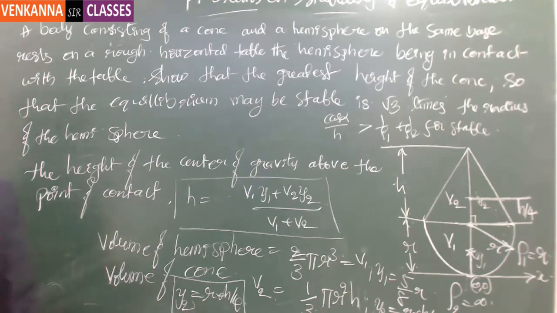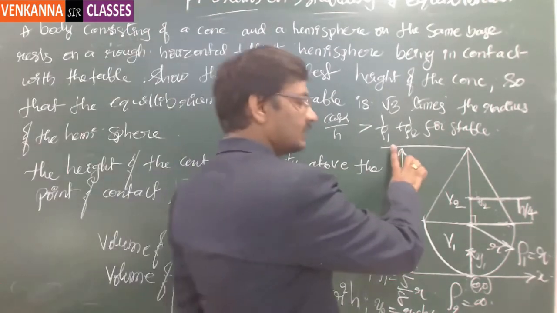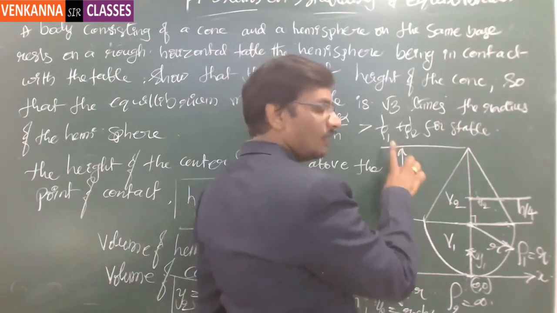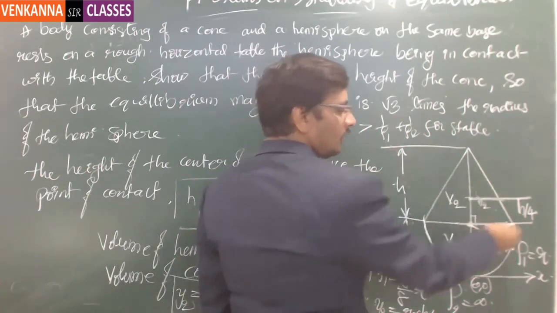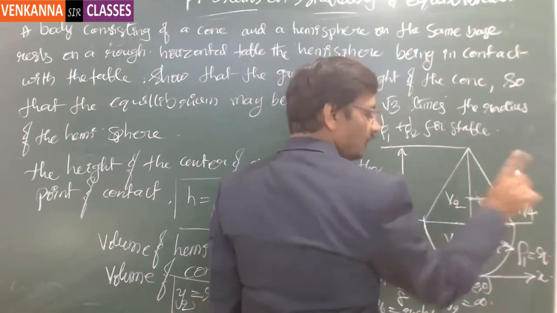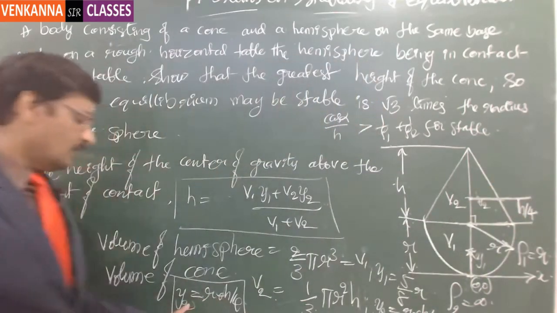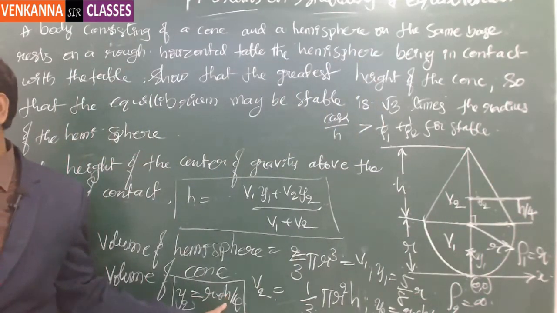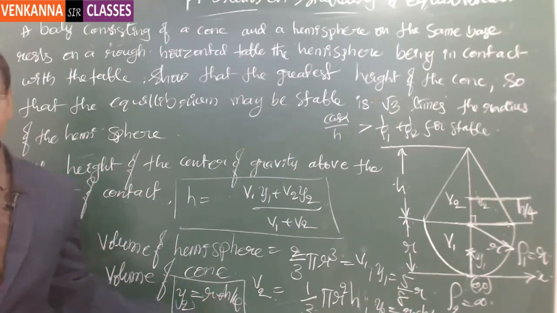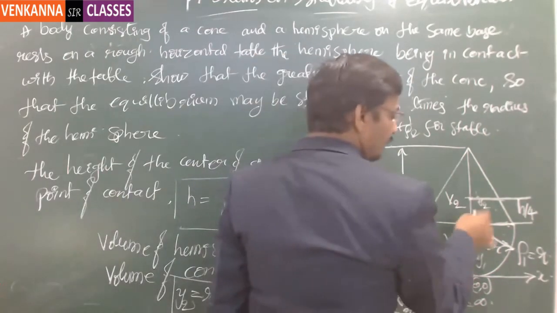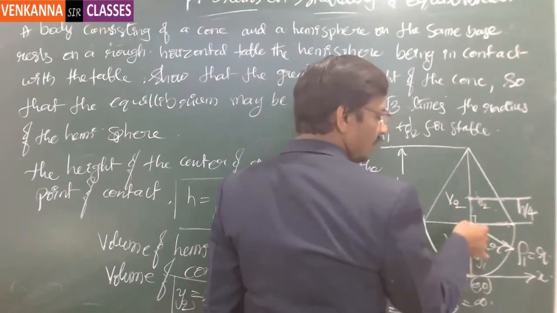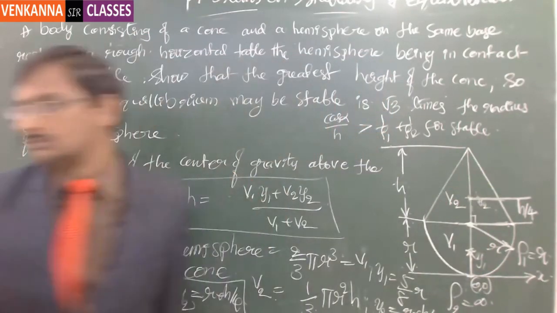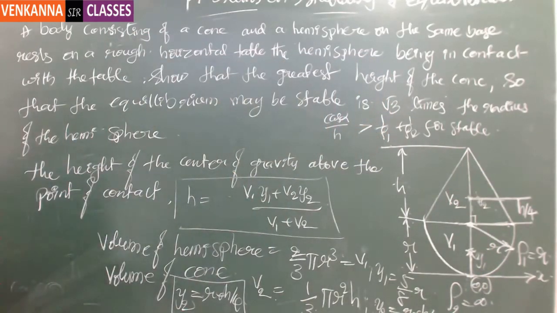Cone height is h by 4. So total cone height is h, and the center of gravity of this cone is at a height of h by 4. Now actually I have given clearly y2 is equal to r plus h by 4, because this center of gravity, from here it is h by 4, from bottom it is r plus h by 4. Got it, Vishal?